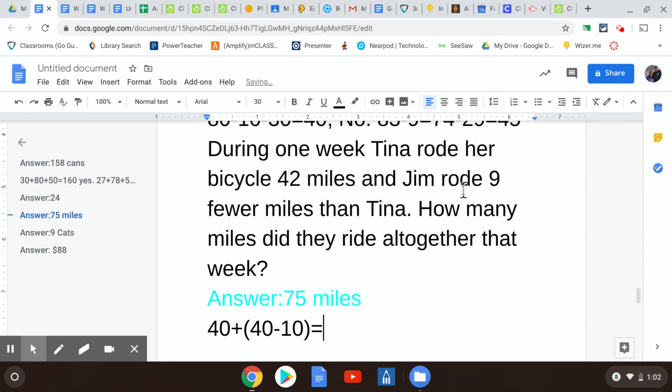Okay, so then remember parentheses, we do parentheses first. So 40 minus 10 is 30. 30 plus 40 is 70. Is this reasonable? Yes, it is.